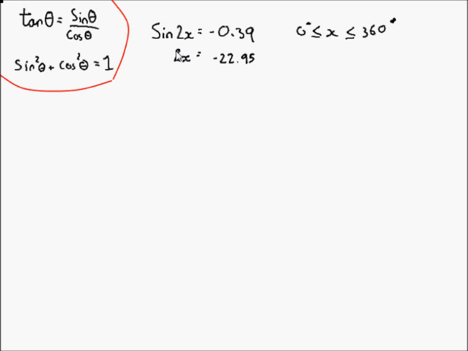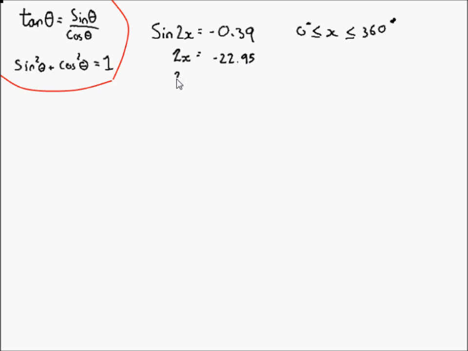Now you think, now I can get rid of the 2. No, by getting rid of the 2 now, you actually lose answers to your question. You'll end up with fewer answers than you should, and that's lost marks. So what you try to do is keep the 2x for as long as possible before you start dividing. What I mean by that is, say 2x is equal to minus 22.95.